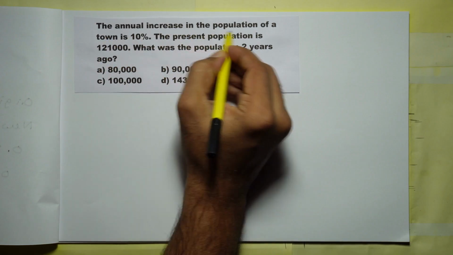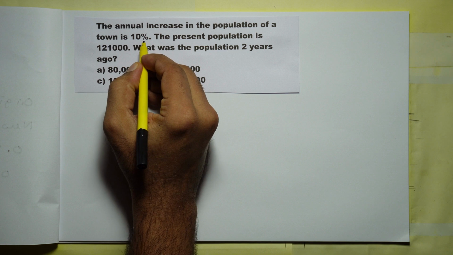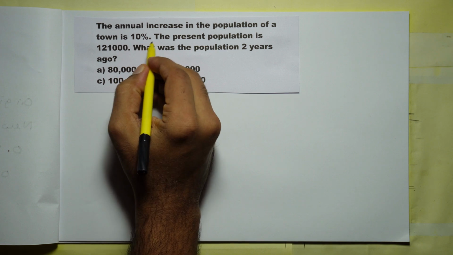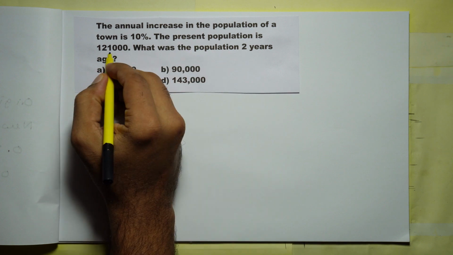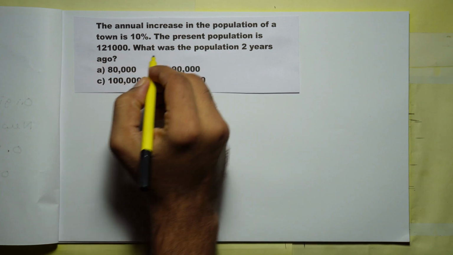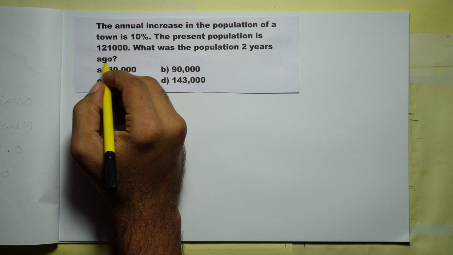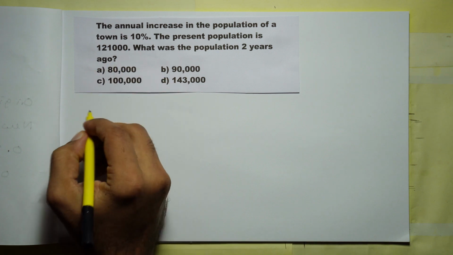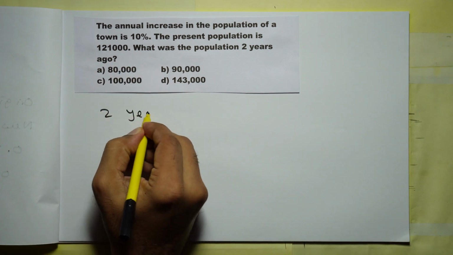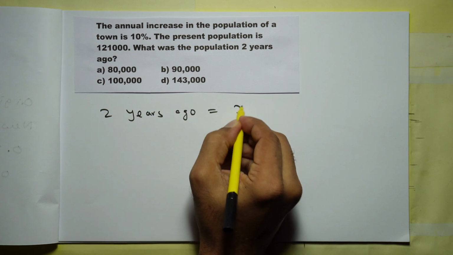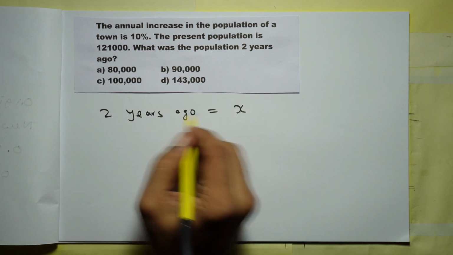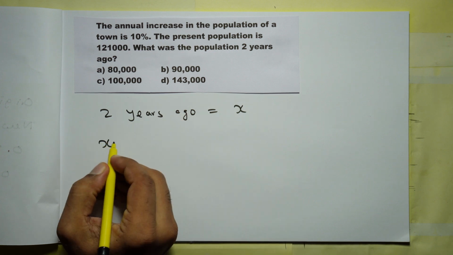The annual increase in the population of a town is 10%. So every year it will increase by 10%. The present population is 1,21,000. What was the population 2 years ago? 2 years ago we will assume that the population was X. So 2 years ago it was X.